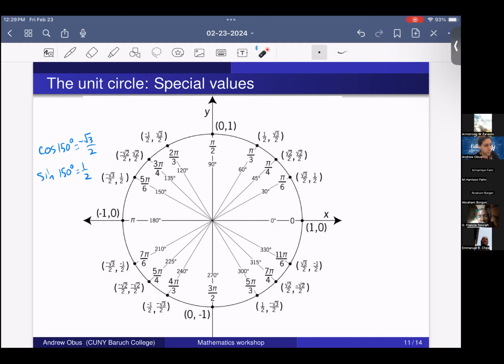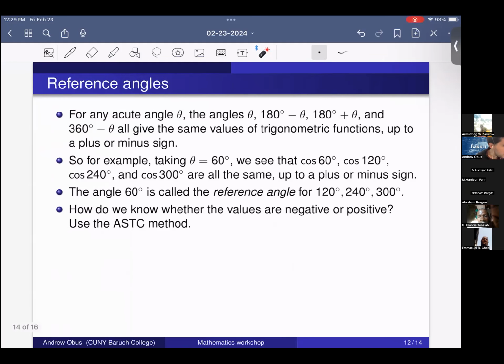Okay, all right, so that's our unit circle. So I want to say something about reference angles. For any acute angle theta, if we look at the angles theta, 180 degrees minus theta, 180 degrees plus theta, and 360 degrees minus theta, it turns out these all give the same values of the trigonometric functions up to a plus or minus sign. And I'm going to go back to the unit circle and show you why that's the case.